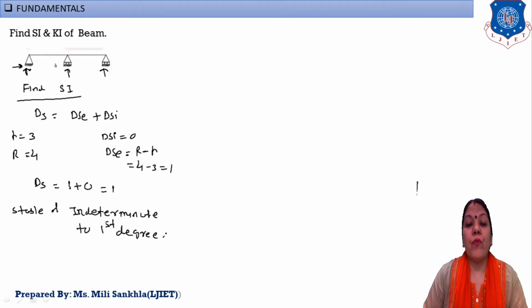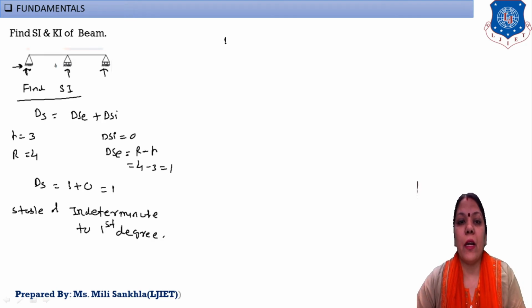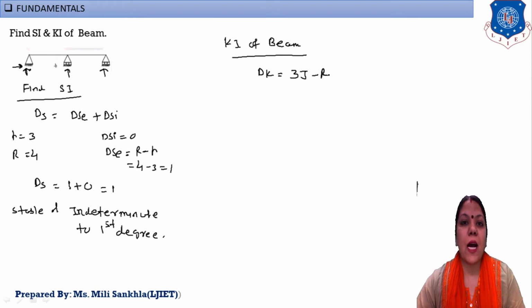Okay, now we find out Ki. First of all, make a heading Ki of beam. Okay, now what is the equation of Ki? dk is equal to 3j minus r. R we find out, and j here we write down. J is equal to number of joints 1 2 3. J is equal to 3. Now 3 into 3 minus our r is equal to 4. 3 3s are 9 minus 4 is equal to 5.